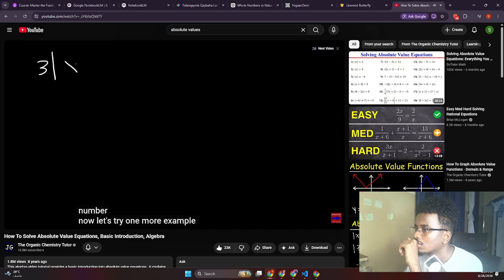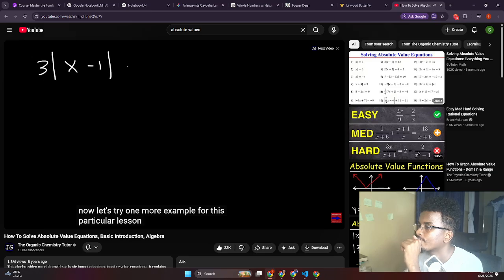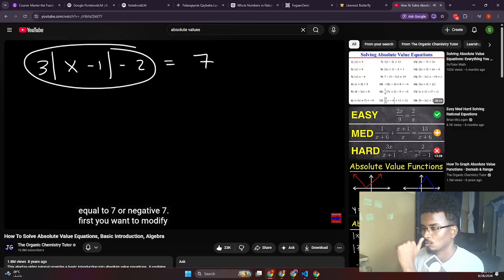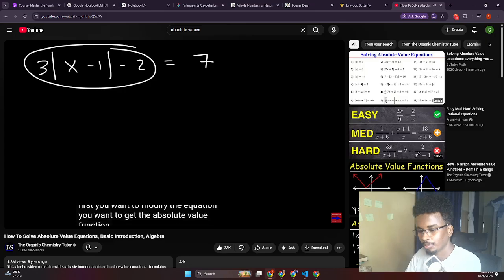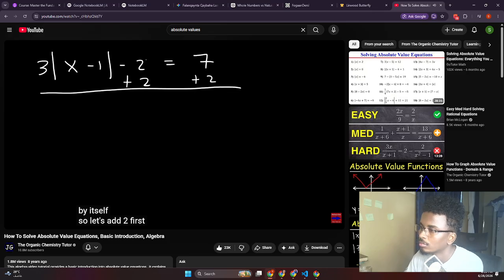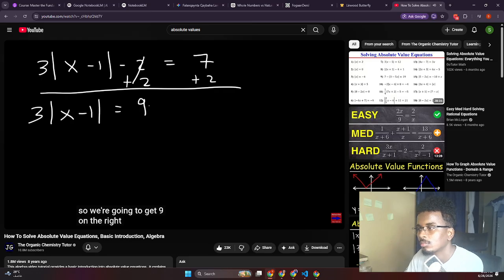Now let's try one more example for this particular lesson. Find the value of x. Now, what you don't want to do is write this equation on the left is equal to 7 or negative 7. First, you want to modify the equation. You want to get the absolute value function by itself. So let's add 2 first. So we're going to get 9 on the right side.